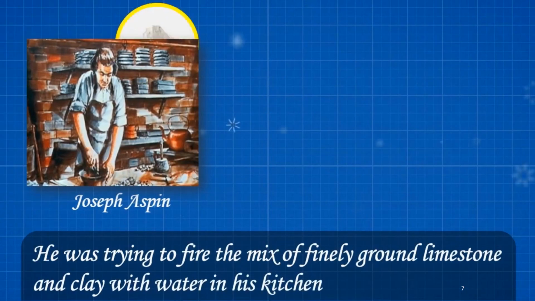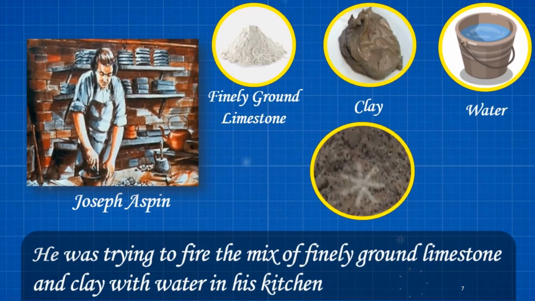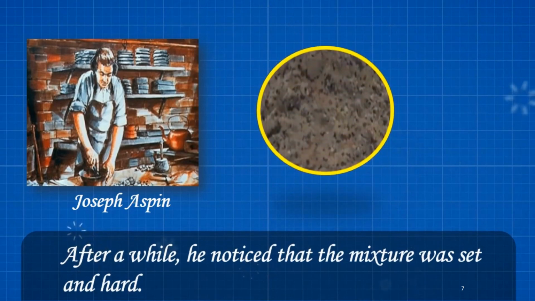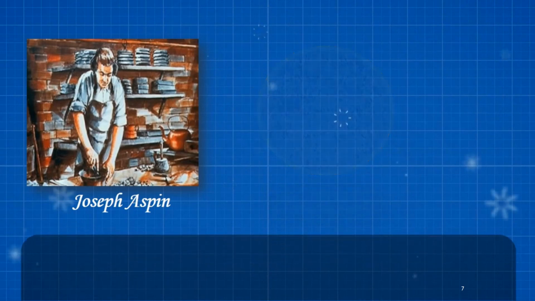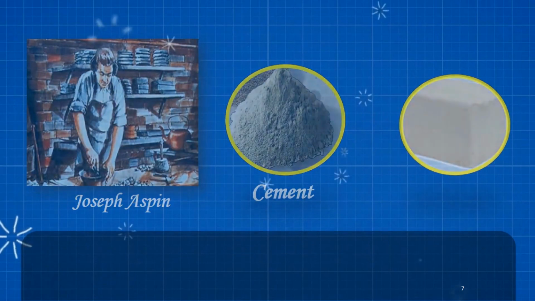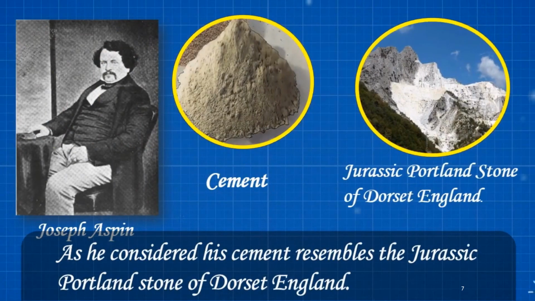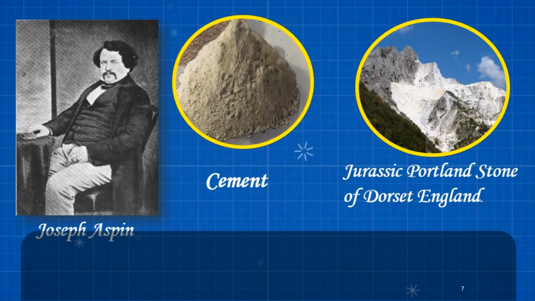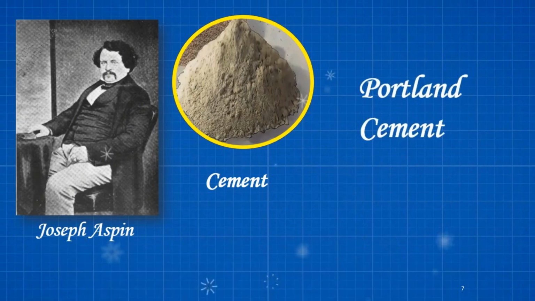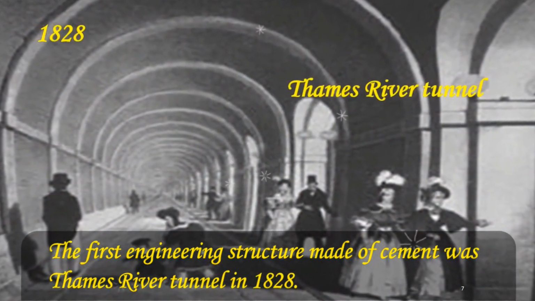He was trying to fire a mix of finely ground limestone and clay with water in his kitchen. After a while, he noticed that the mixture had set and become hard. He found that it was cement which bonded and hardened the mixture. As he considered that his cement resembled the Jurassic Portland stone of Dorset, England, he named it Portland cement. The first engineering structure made of cement was the Thames River Tunnel.